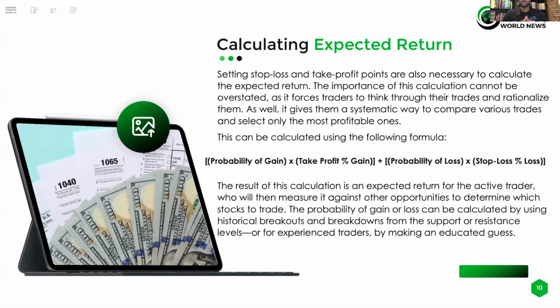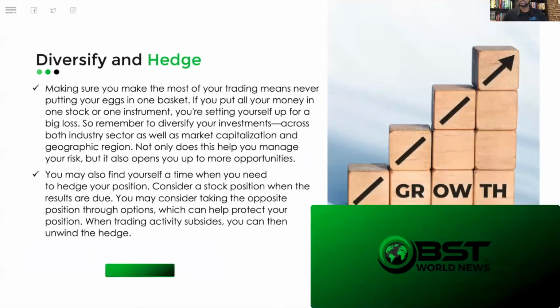All right. So the result of this calculation is an expected return for the active trader, who will then measure it against the opportunities to determine which stock to trade. The probability of gain or loss can be calculated by using historical breakouts and breakdowns from the support or resistance levels, or, for experienced traders, by making an educated guess. All right. We don't want to make guesses unless we're just guessing on what direction the stock might go. But we try to limit the guesswork. We want to make sure that we get high probability trade setups and high probability targets compared to previous price movement, as well as making sure that we measure our risk to reward to make sure that taking that trade actually makes sense for us.